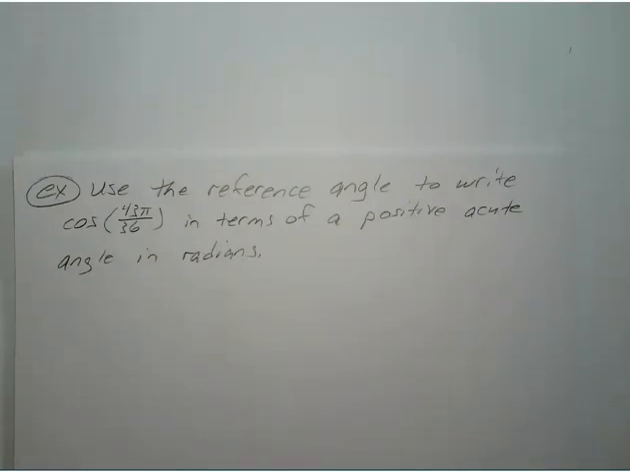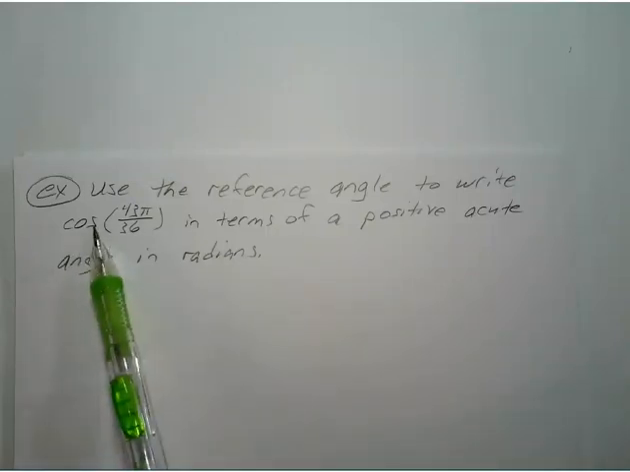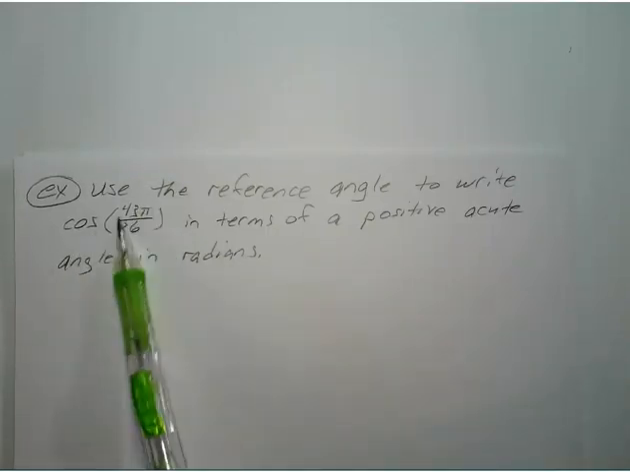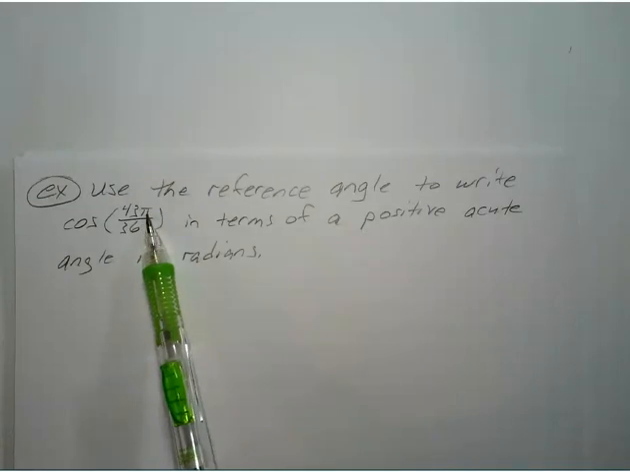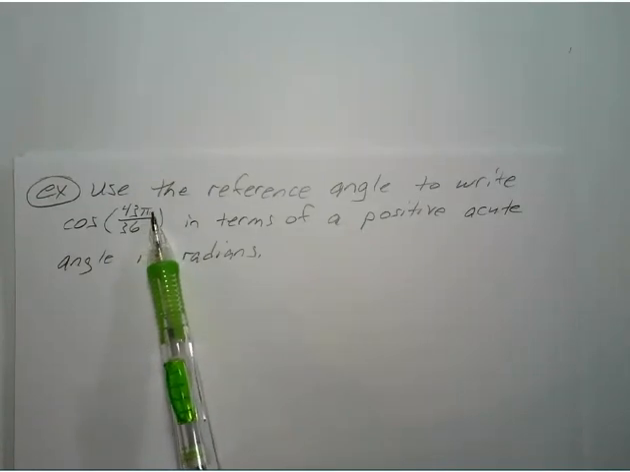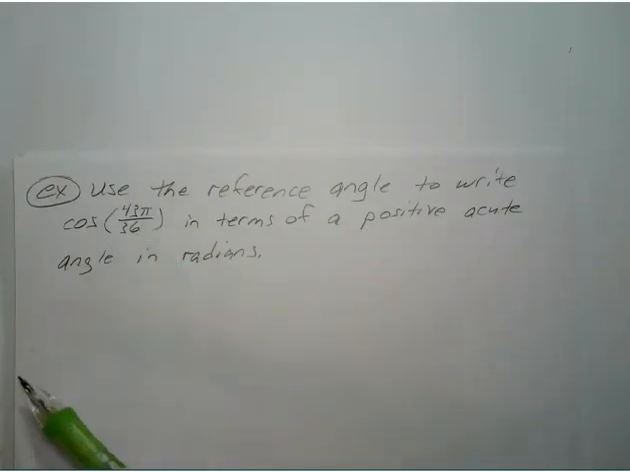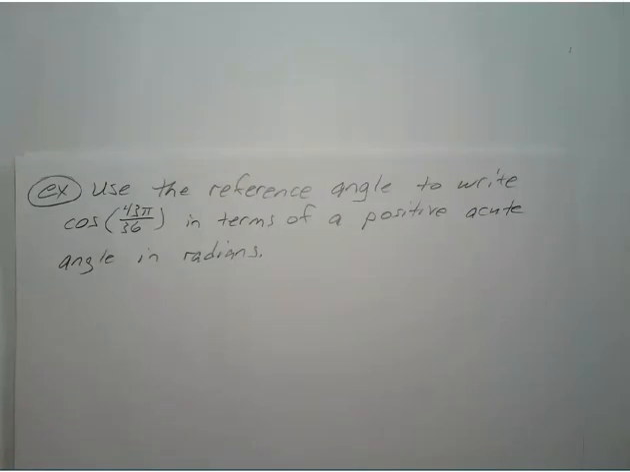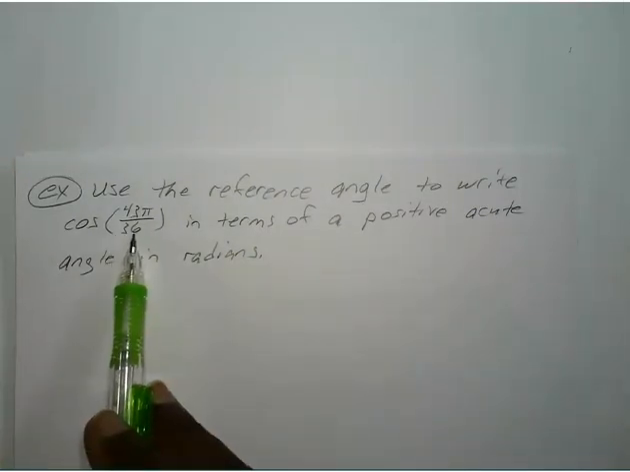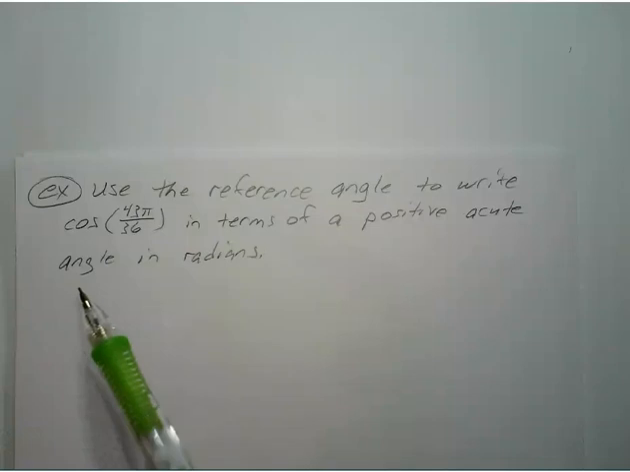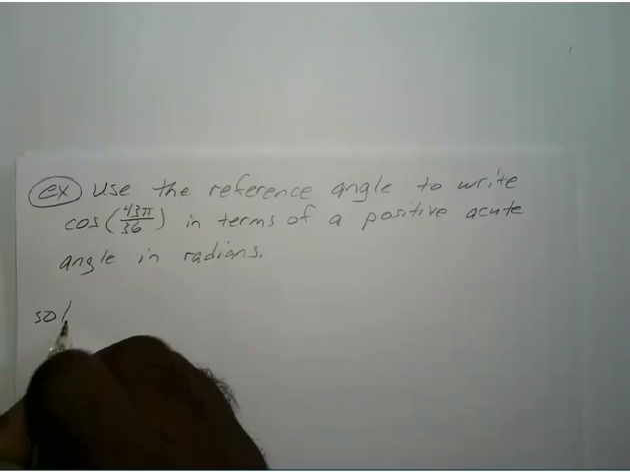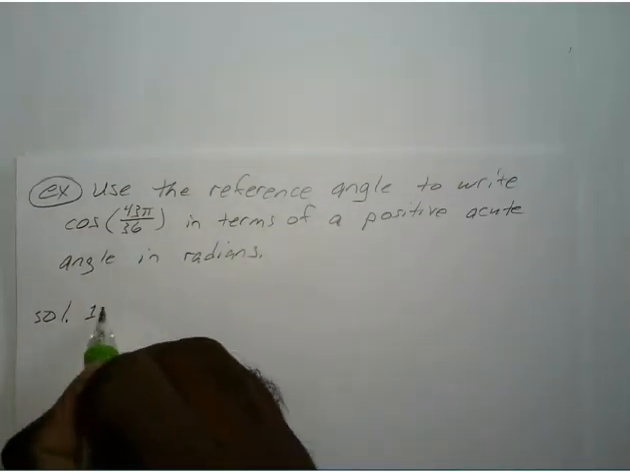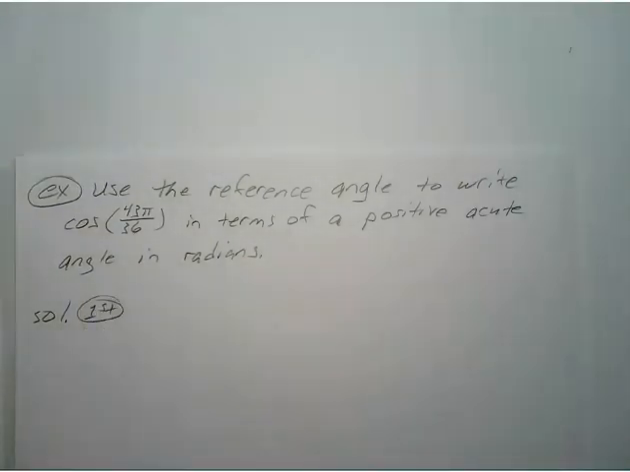What that means is that we're going to rewrite this, but with 43 pi over 36, we're going to write that a little bit smaller, where it's not this large of a number. So, first thing you want to do is find your quadrant.